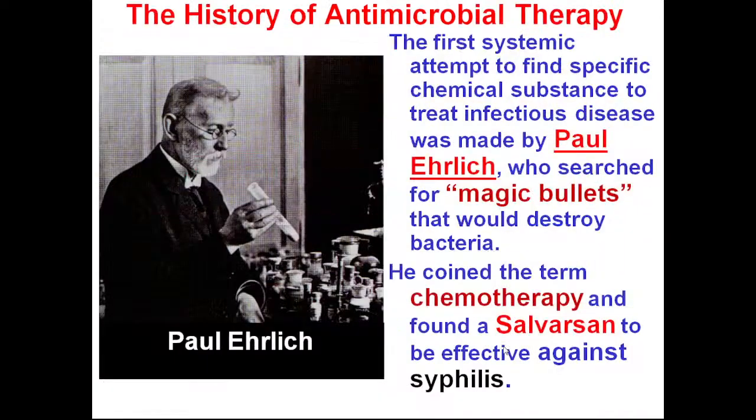So a few words about the history of antimicrobial therapy. Of course, you know that within the whole history of mankind, doctors have tried to find some agents for treatment. But the first really systematic attempt to find a specific chemical substance to treat infectious disease was made by Paul Ehrlich, who searched for the so-called magic bullet. Why is this concept called magic bullet? He dreamt of a substance that, when we send it into the human body, will destroy bacteria without giving any harm to the human body. That substance Paul Ehrlich called the magic bullet.